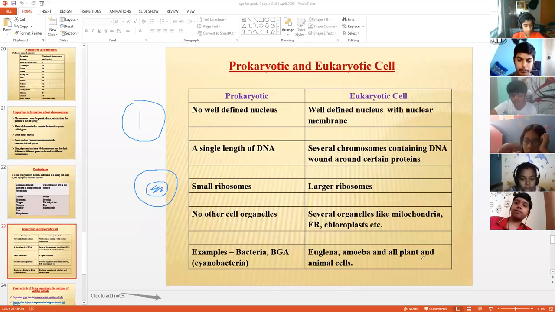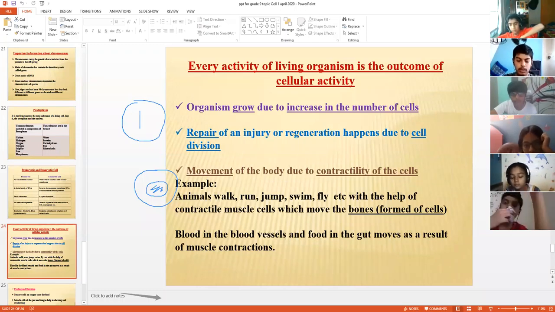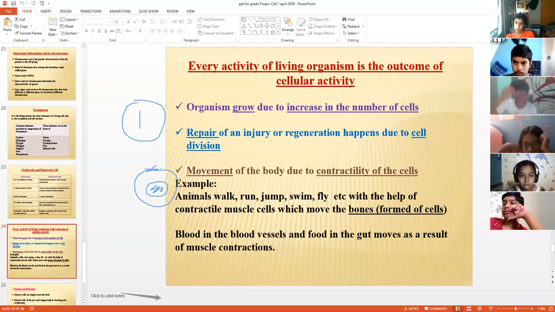Okay, now we come to the next slide. Now, children, these are examples. Every activity of a living organism is the outcome of cellular activity. What does this mean? There are different examples here, nearly 15 examples, children. I have not written all the examples here. This is going to be a part of your homework. You have to go through the other examples and remember them. Some examples here, I'll be explaining to you.